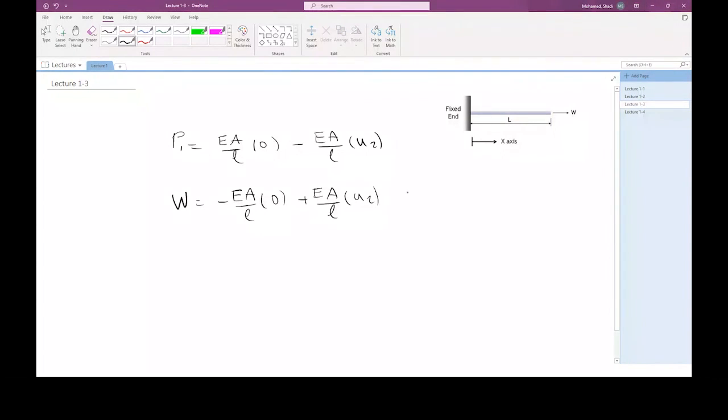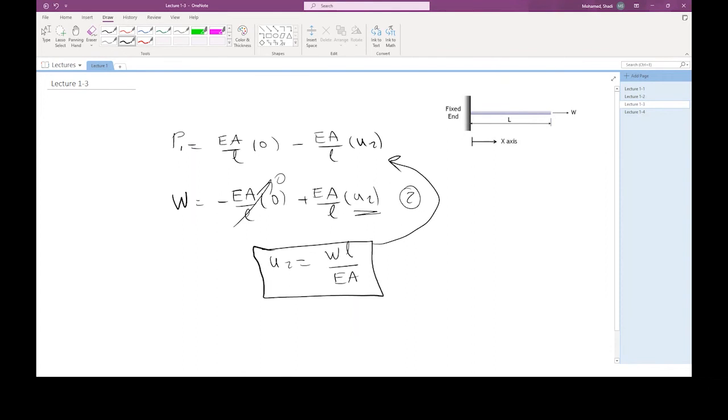So in this second equation here, everything is known except for U2. So this is 0. We have U2 equal to L, we multiply everything with L, so this is WL, and divide by EA. And then once we have U2, we can substitute back U2 into this equation.